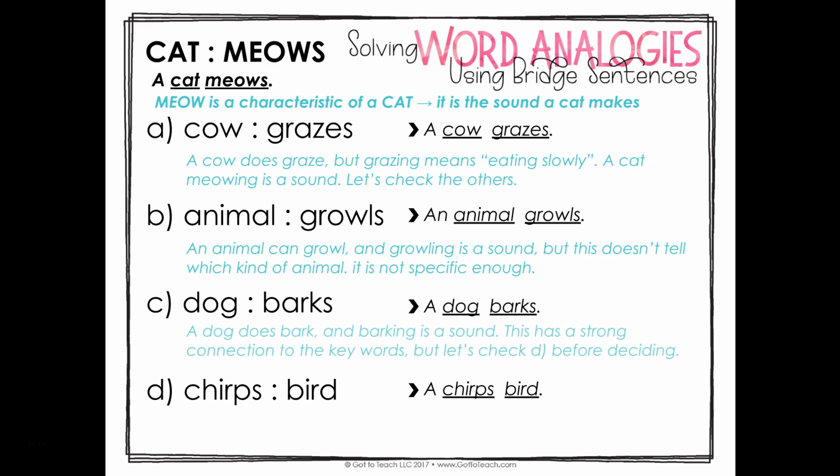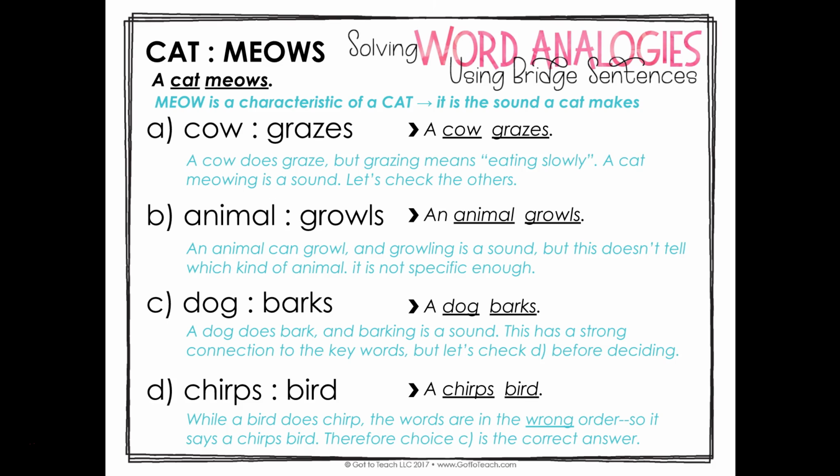Let's go on. All right, a dog barks. A dog does bark, and barking is a sound. This has a strong connection to the keywords, but let's check D before deciding. All right, a chirps bird. While a bird does chirp, the words are in the wrong order. So it says a chirps bird. Therefore, C is going to be the correct answer. So let's take a moment and mark C on this one.